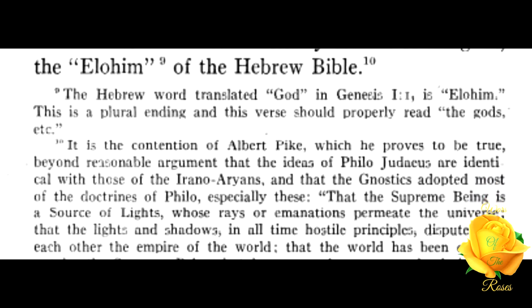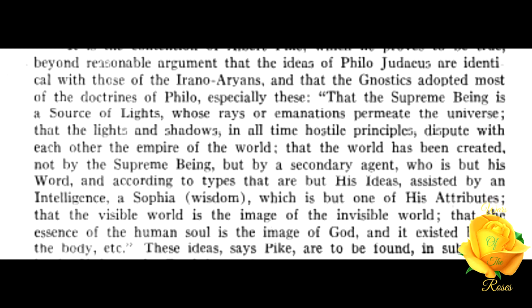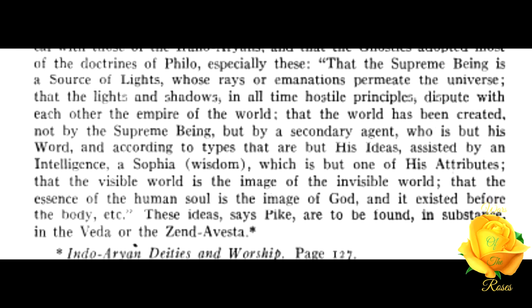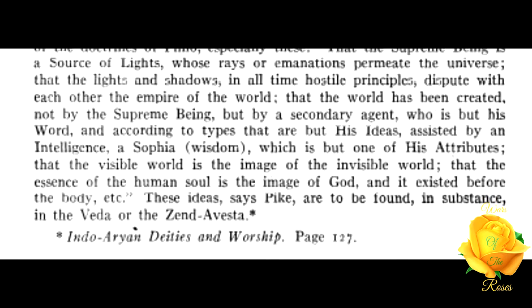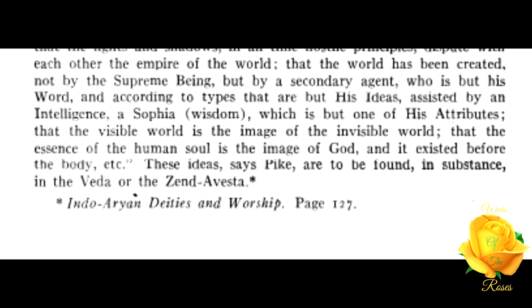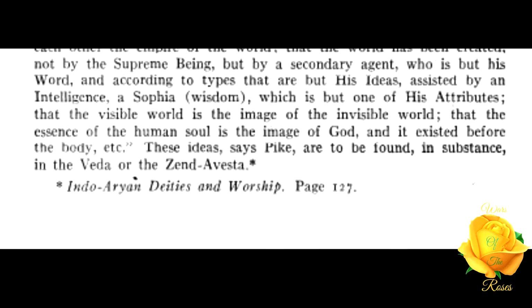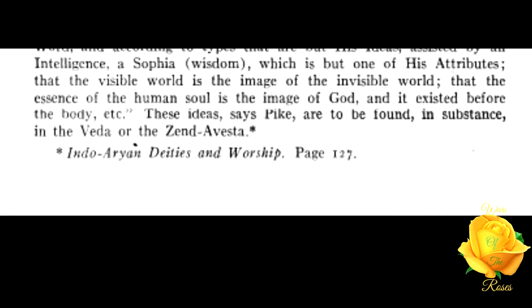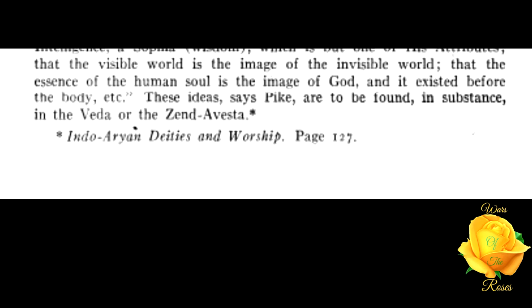It is the contention of Albert Pike, which he proves to be true beyond reasonable argument, that the ideas of Philo-Judaeus are identical with those of the Irano-Aryans, and that the Gnostics adopted most of the doctrines of Philo, especially these: that the Supreme Being is a source of lights, whose rays or emanations permeate the universe, that the lights and shadows in all-time hostile principles dispute with each other the empire of the world, that the world has been created not by the Supreme Being, but by a secondary agent who is but his word and according to types that are but his ideas, assisted by an intelligence, a Sophia, wisdom, which is but one of his attributes, that the visible world is the image of the invisible world, that the essence of the human soul is the image of God and it existed before the body, etc. These ideas, says Pike, are to be found in substance in the Veda or the Zendavesta.